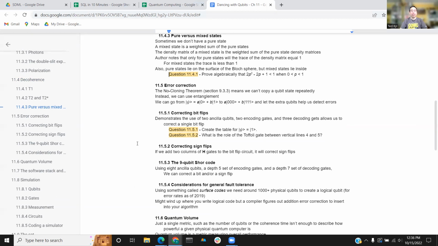All right, cool. So section 5 gets into a little bit more of the nuts and bolts of error correction. The author reminds us that in section 9, we have this no cloning theorem. You cannot copy the state of a qubit into another qubit while still retaining your original qubit. You can't make multiple copies.